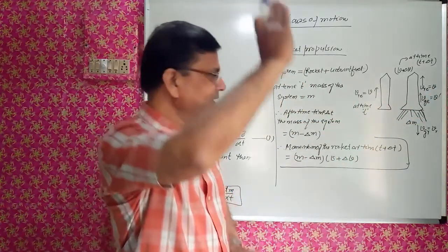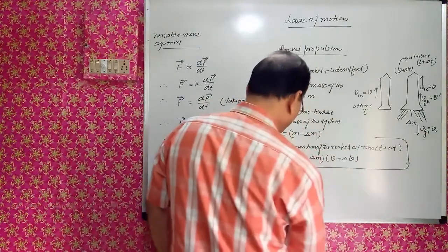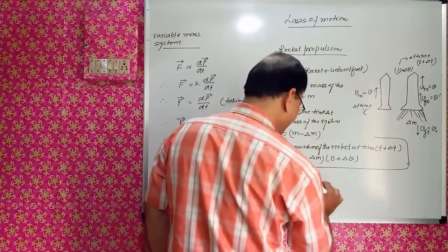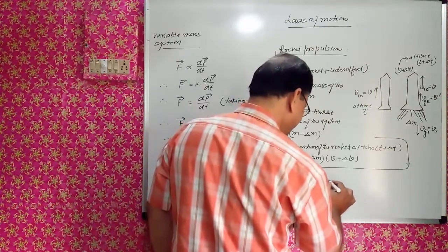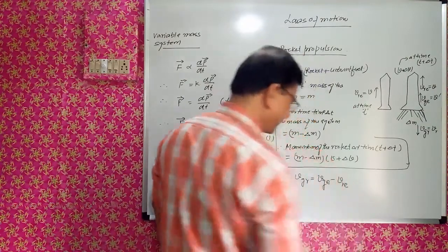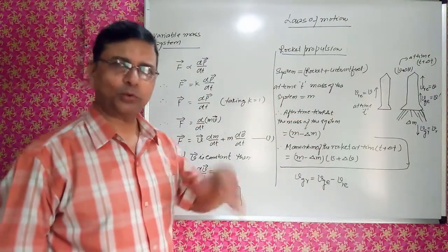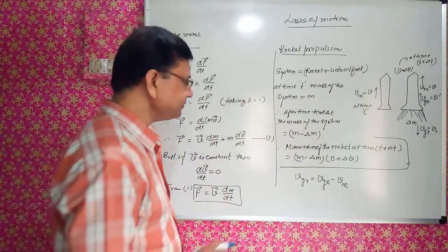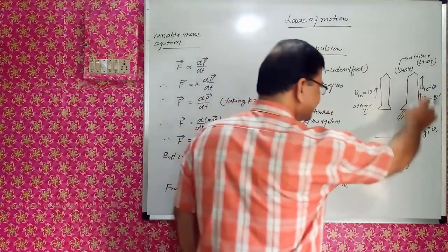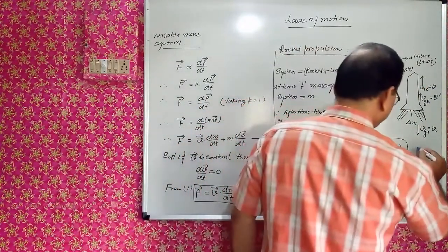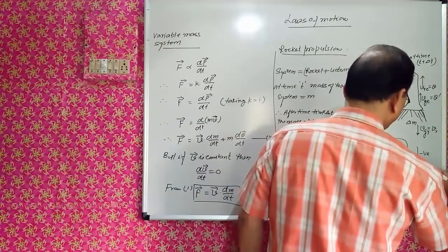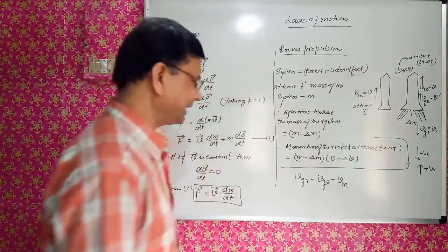It is going up. So we can write: velocity of gas with respect to rocket is equal to velocity of gas with respect to earth minus velocity of rocket with respect to earth. This is the basic phenomenon which I have told you previously also. Now, what is the velocity of gas with respect to rocket? It is downward. So I will take downward direction as negative and upward direction as positive. Suppose we are taking like this.